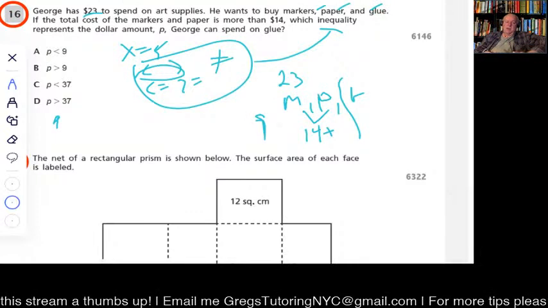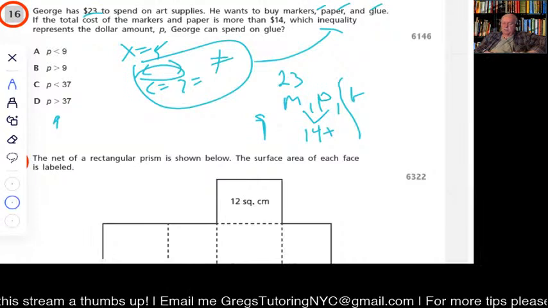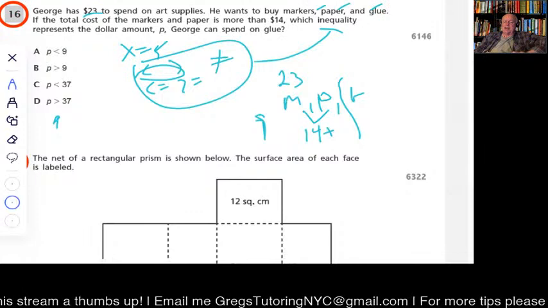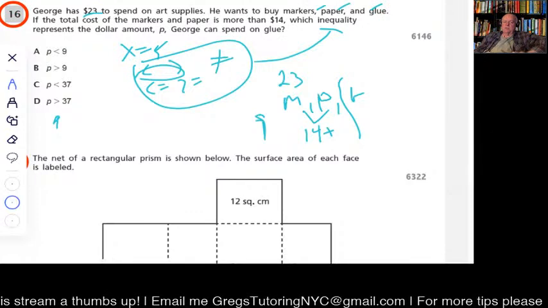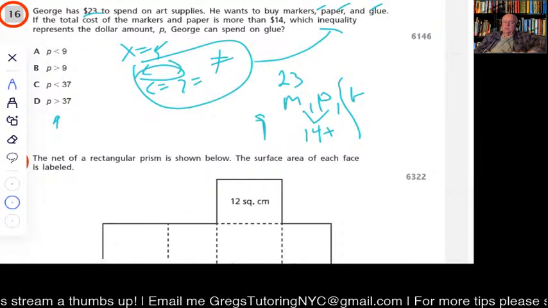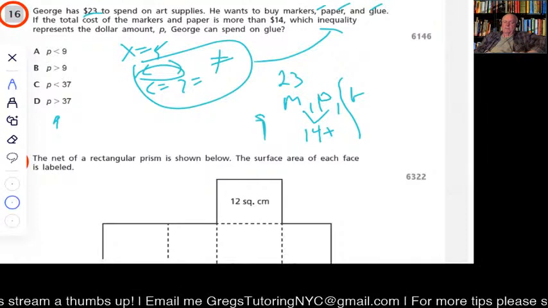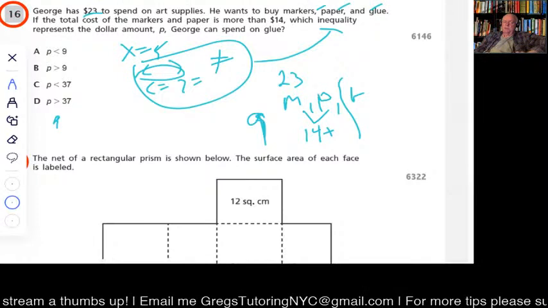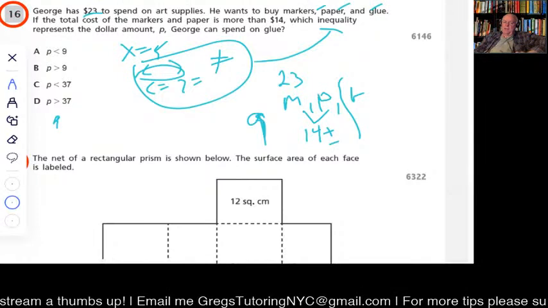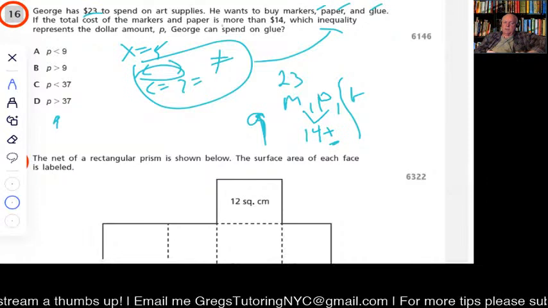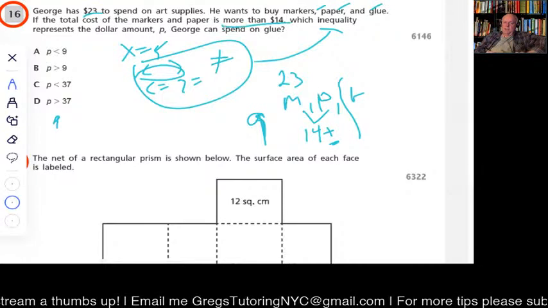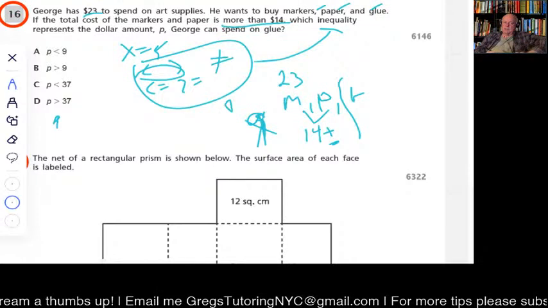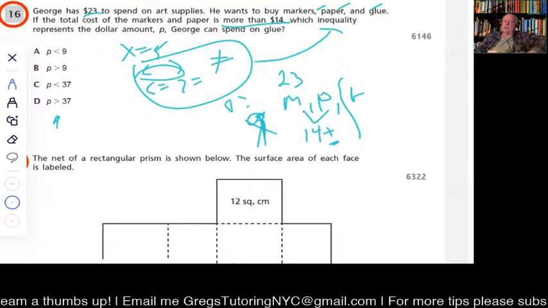Let me restate that. I just said 7. I don't know where he got 7 from. If the markers and the paper cost exactly $14, 23 minus 14 is 9. So he would get $9 change. Since he paid more, since it's more than 14, then he has to get less than $9, like $8 and something. And that's what the problem is asking us to do.